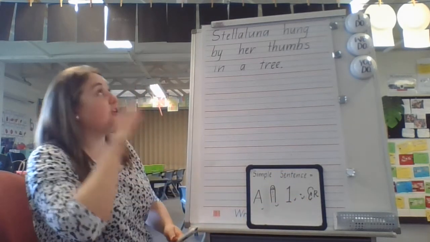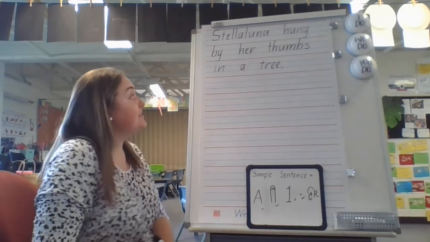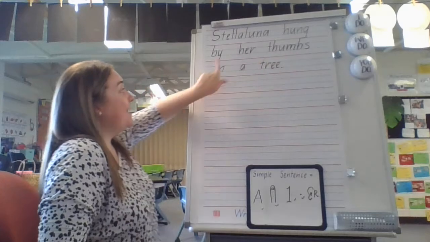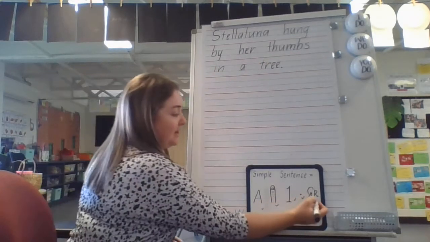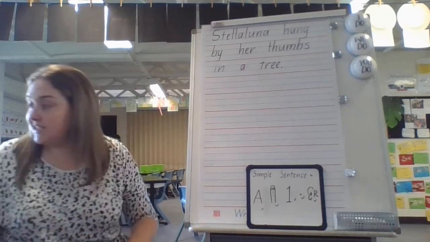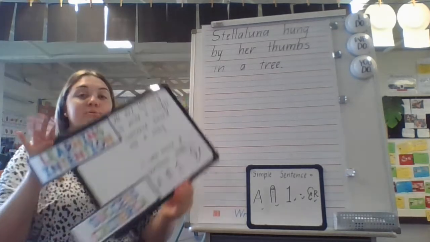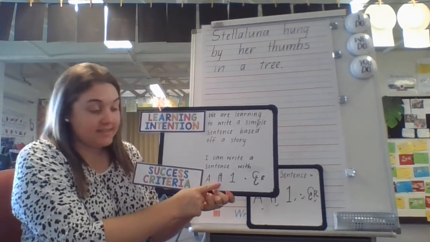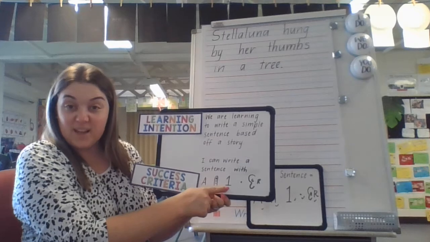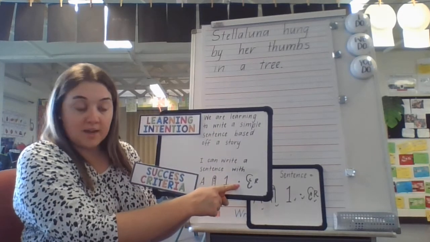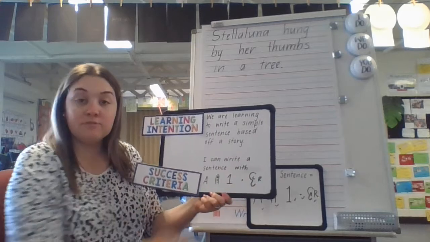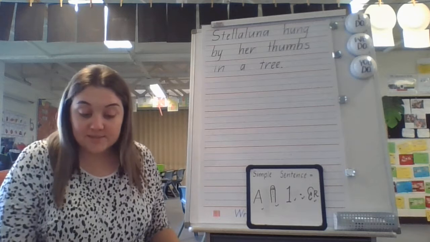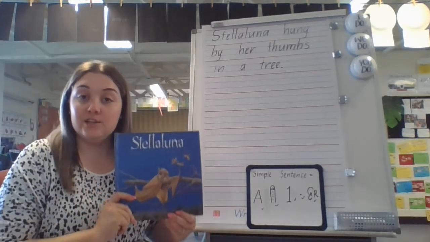And the last thing I need to do is reread it to see if it makes sense. Stellaluna hung by her thumbs in a tree. It makes sense. So I was just successful in writing a simple sentence because I had a capital letter, I used my finger spaces, it had one idea, one sentence, I used my punctuation of a full stop at the end, and I reread my sentence. Your job will be doing the same thing, writing a simple sentence based off the story Stellaluna so far.